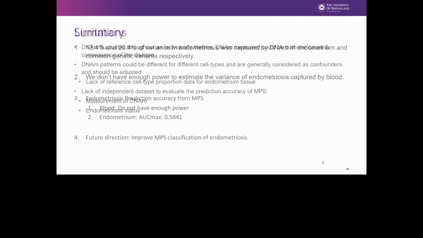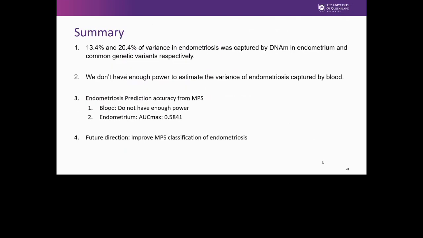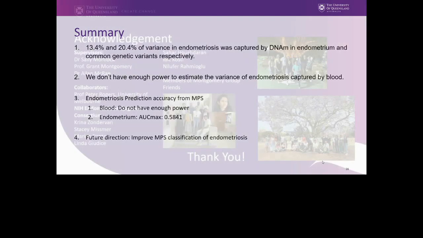In summary, although we currently don't have enough power to develop a methylation profile score for blood tissue samples, our methylation profile score derived from endometrium tissue samples is performing fairly well. Moving on, we are planning to tweak the model a little bit to increase prediction accuracy so that we can have a valid model to detect specific DNA methylation sites that are associated with endometriosis.